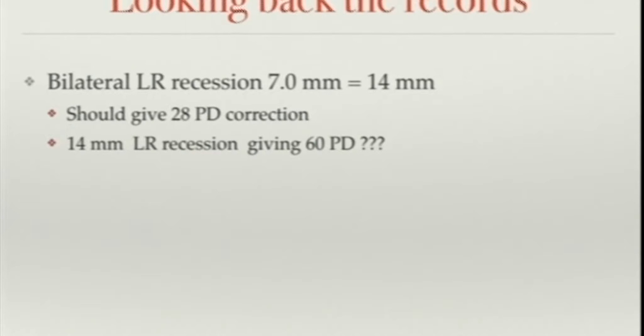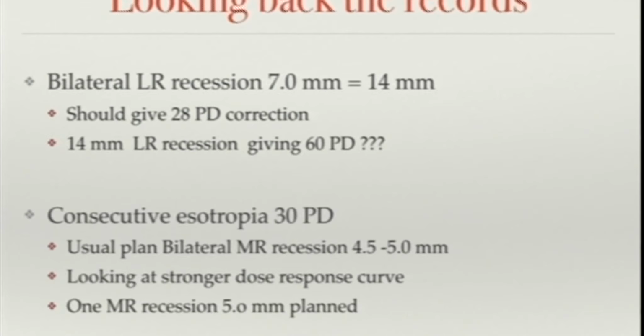So 14 millimeters should give you 28 prism diopters of correction, but it has given around 60 prism diopters of correction in this patient. What we normally do for a 30 prism diopter esotropia is 4.5 to 5 millimeters of MR recessions of both eyes. So in this case, the response is double what we would anticipate. So we go ahead and do the surgery.